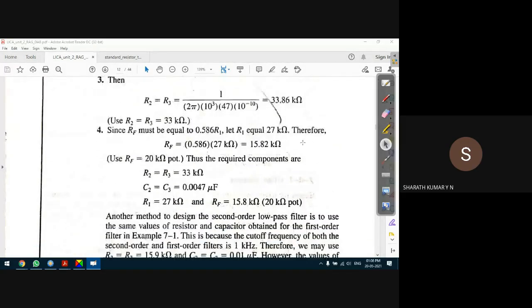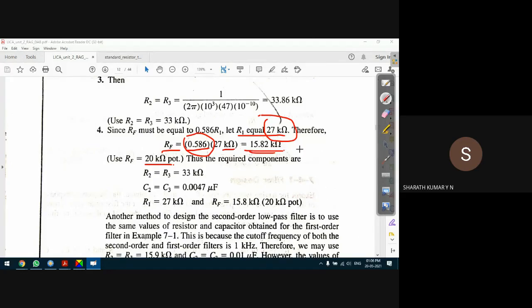So RF, the feedback resistance, should be 0.586 times R1. R1 is selected, not designed, as 27 kilo ohm. So then RF is 15.82 kilo ohms. So in this case, we have to achieve 0.586 times 27 kilo ohms. What's the value we get? RF is 15.82 kilo ohms.